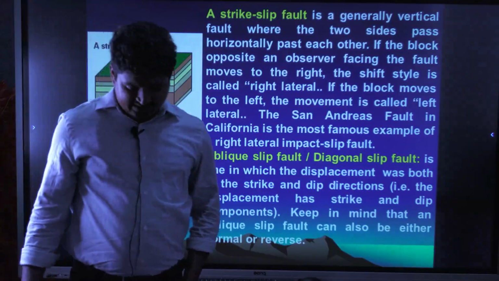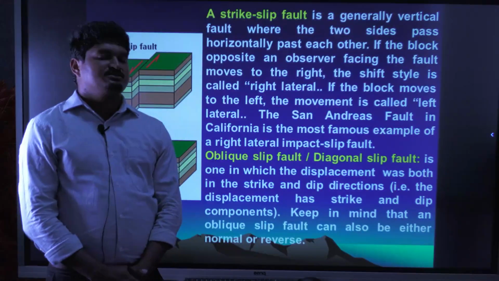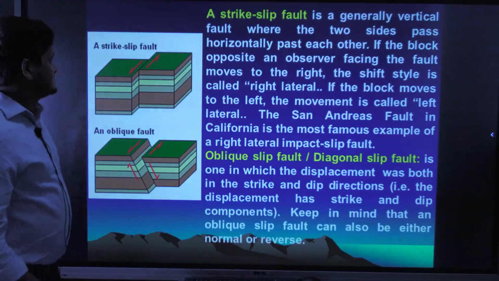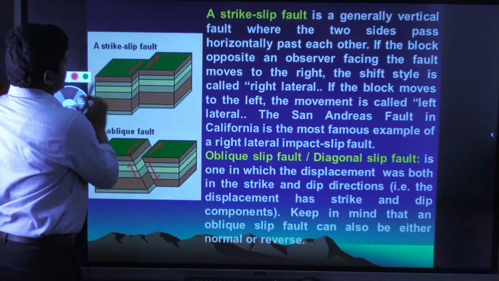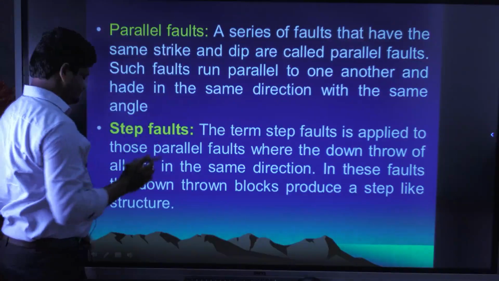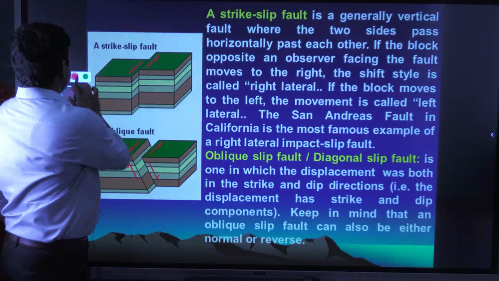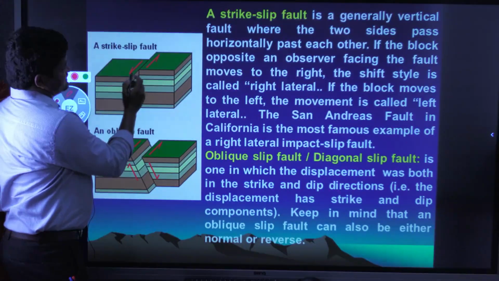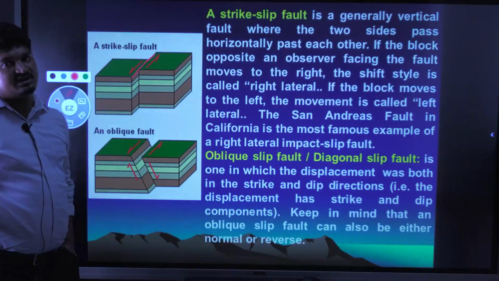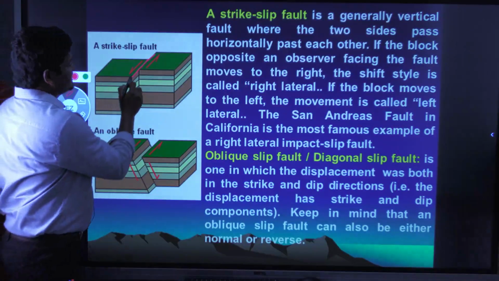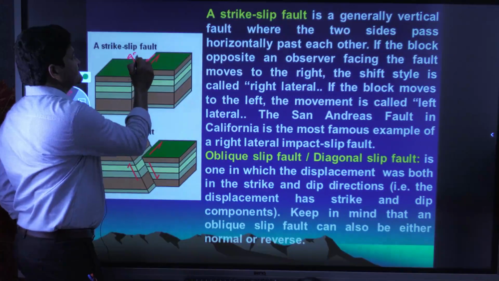Now coming to the strike slip fault and oblique fault. Based on the strike and dip direction, the faults are developed. Due to lateral movement of the rock strata, either left side lateral movement or right side lateral movement, faulting develops along the strike direction. Along the strike direction, we call it a strike slip fault.